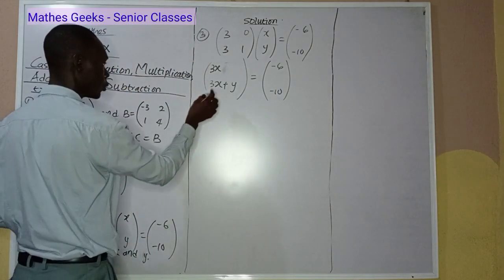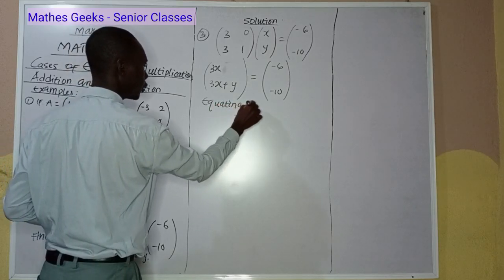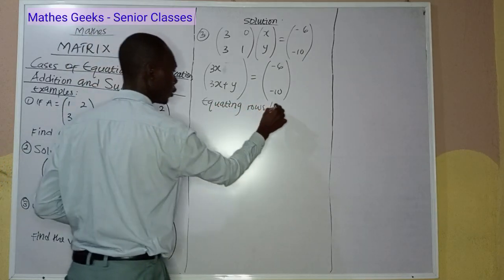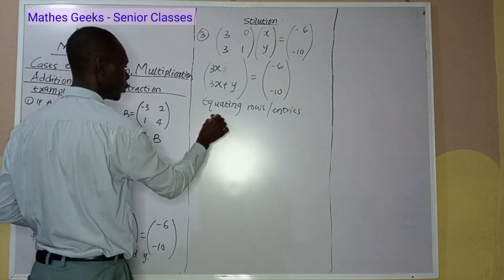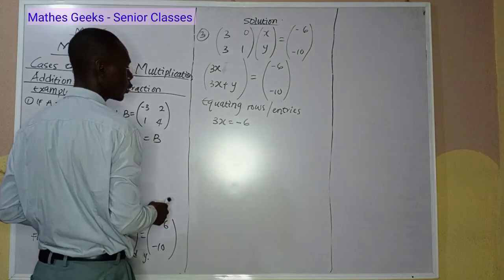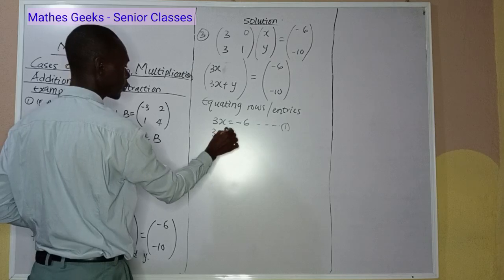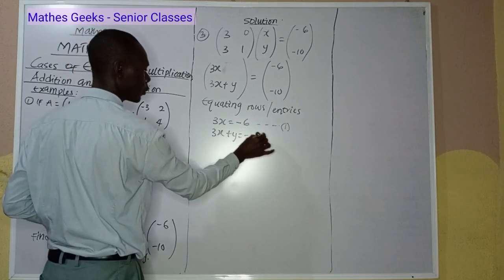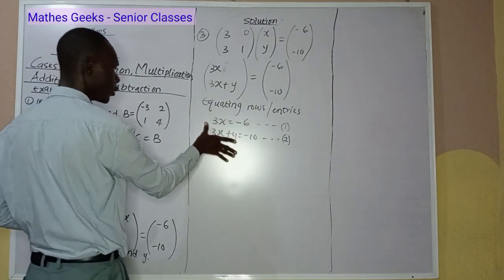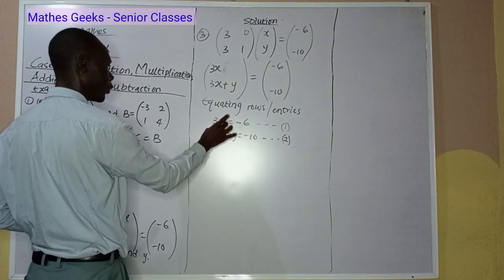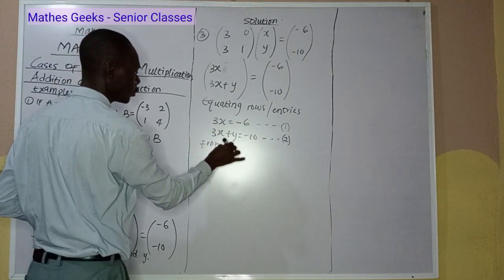So our resulting equation, when we equate rows or entries, will be 3x is equal to minus 6. Let's call this 1. And 3x plus y is equal to minus 10. Let's call it equation 2. So this is not a simultaneous equation because we don't have another variable here, so we can get the value of x from 1.